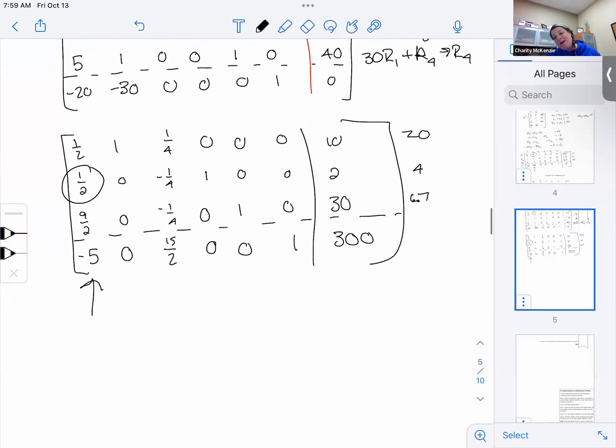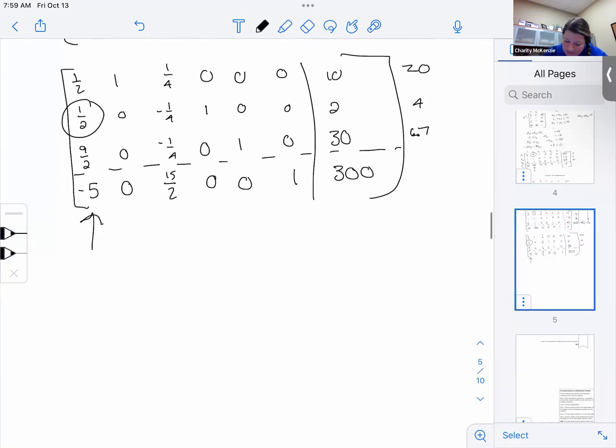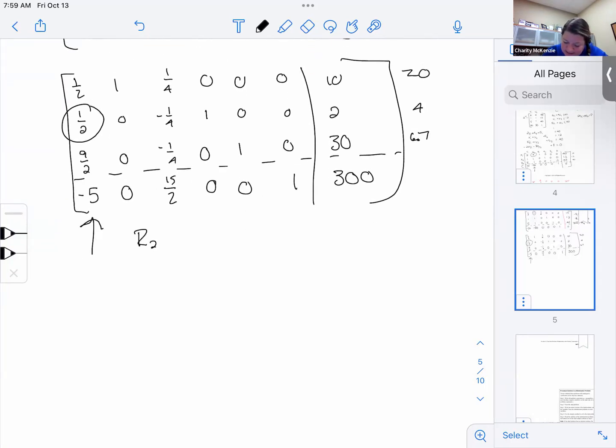And this time, instead of dividing, we're going to times by 2 to make that a 1. So we're going to take row 2 and times it by 2. Okay. And I'm going to write that out. So the top one stays the same: 1, 2, 3, 10. And this becomes 1, which is 2 times 0, and 2 times 1/4 is 1/2.